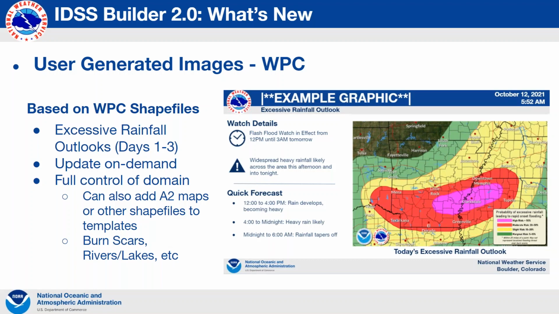So if you want to add rivers or lakes, or if you're a Colorado office, typically burn scars become an issue during the summer months. You can add any of your AWIPS maps or other shape files into your template files. So it's another big upgrade for this release. Next slide.